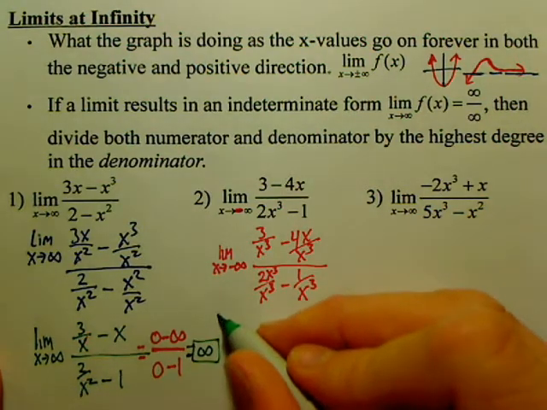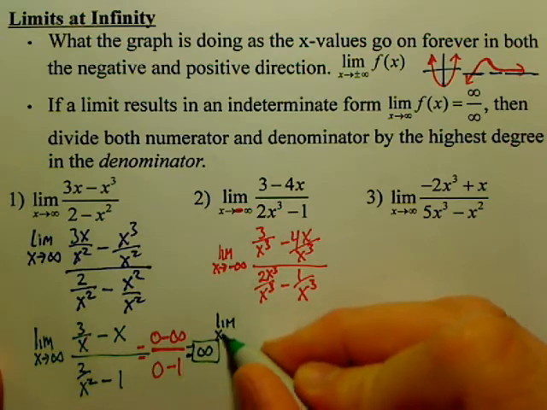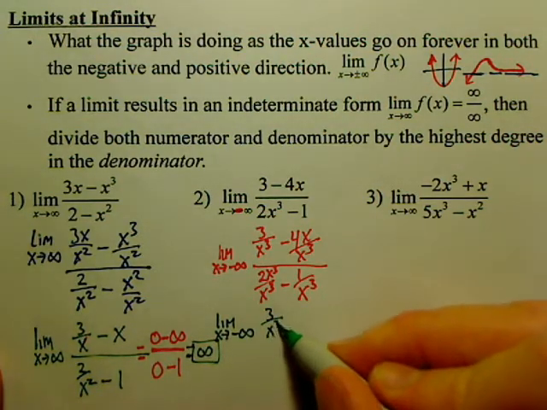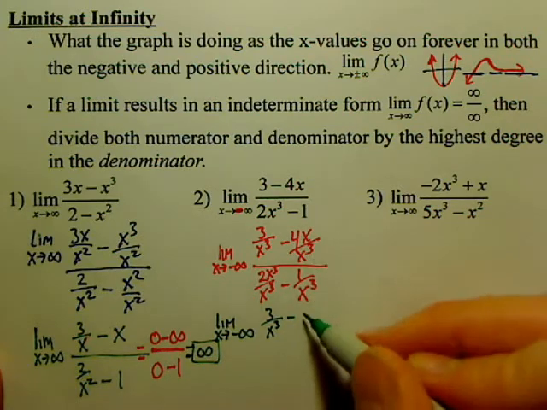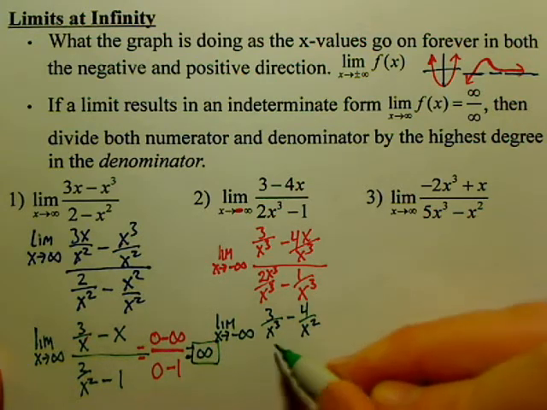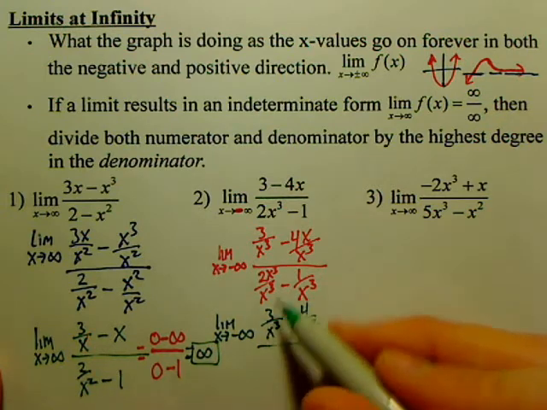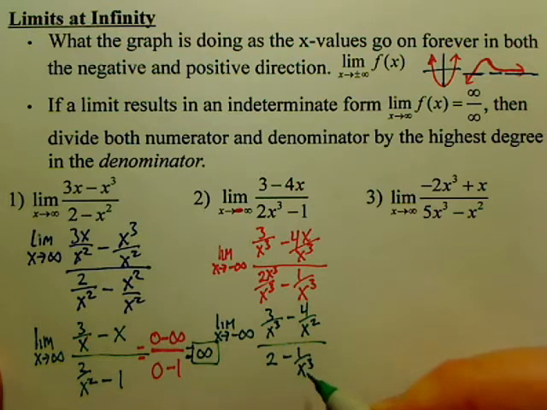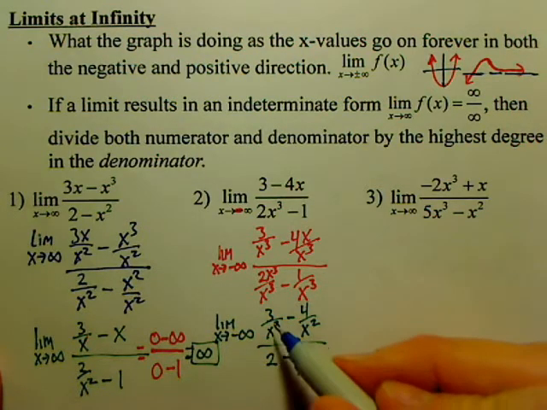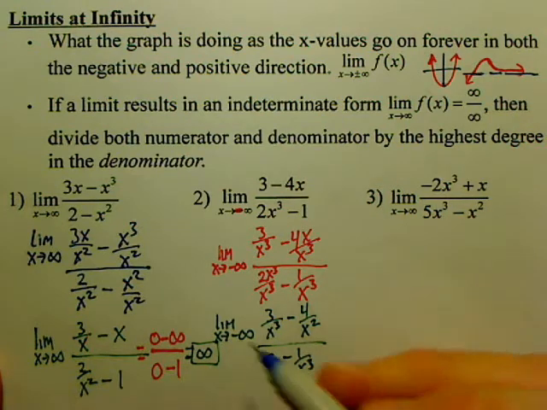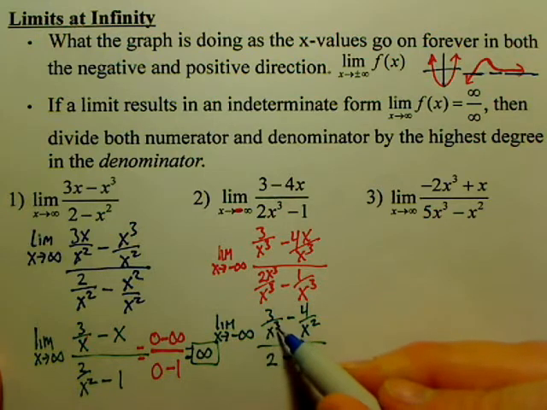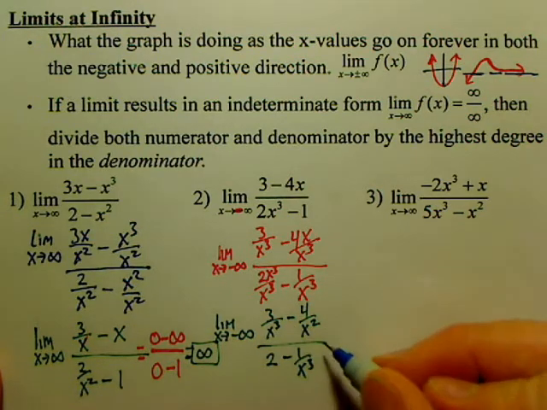So when we do that, we get the limit as x approaches negative infinity. That one simply is still 3 over x cubed, minus 4 over x squared. This one becomes 2. And this one still is 1 over x to the third. And when you plug in negative infinity, you have 3 over negative infinity to the third power. That's 3 over infinity, which is 0.